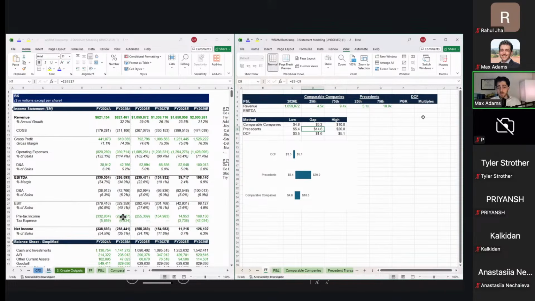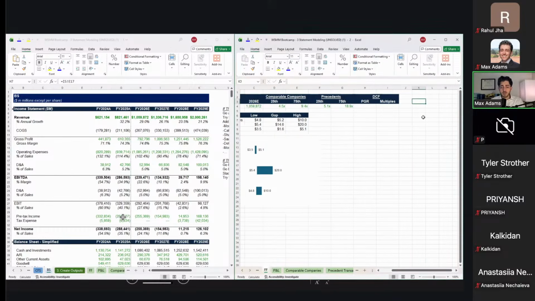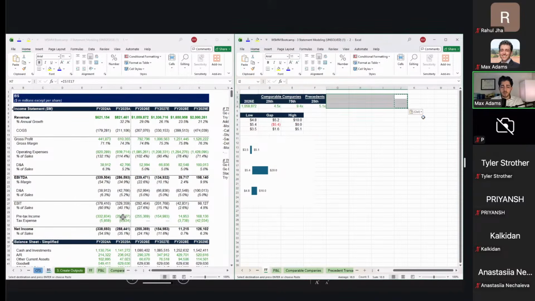And this is even a little bit more simple. We don't need to hook up the revenue or EBITDA because the EBITDA is negative right now. And then we also don't need to hook up too much complexity on the DCF since I just did that directly. So this is your football field chart. This is your comps methods, your precedent methods, your DCF methods.